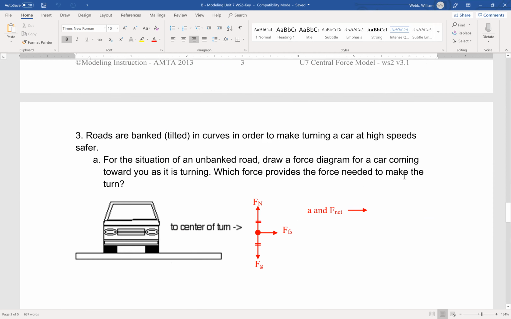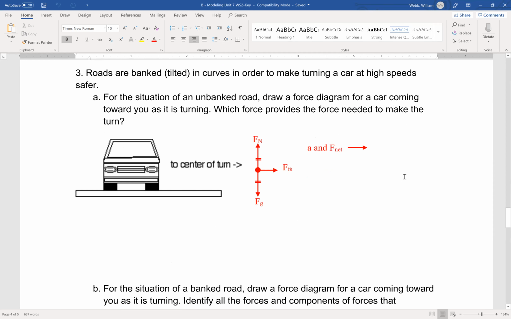For number 3, we're switching gears and talking about roads and cars making curves. And it says at the top, roads are banked or tilted in curves in order to make turning a car at high speed safer. So if you think about a car on an off or on ramp of the highway, those curves are angled. They're not just curved, but they're angled. And there are other curved roads that are angled as well, but they're just letting you know that that banking, that angle of the road, is to help provide some normal force to assist the car in making the curve.